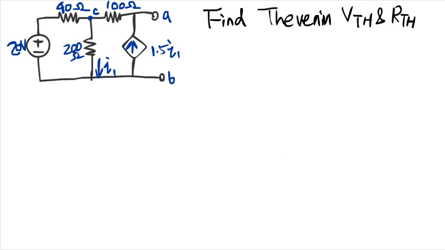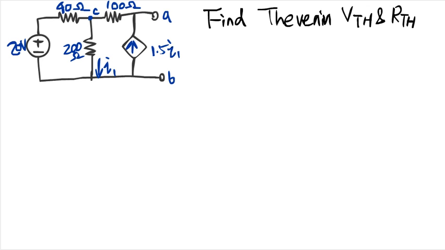Okay, welcome. We are going to look at the solution of this problem here. This problem asks you to find the Thevenin voltage and current and resistance of this particular circuit. This circuit has an independent voltage source, 3 resistors, and a dependent current source.